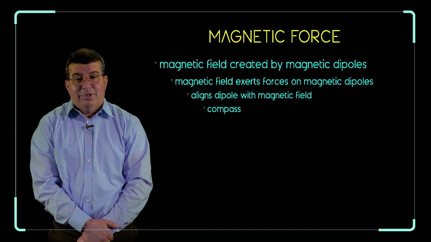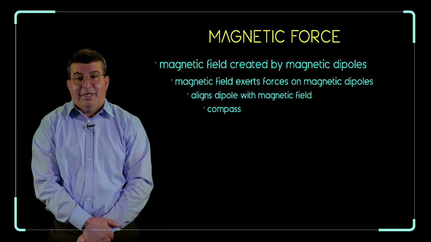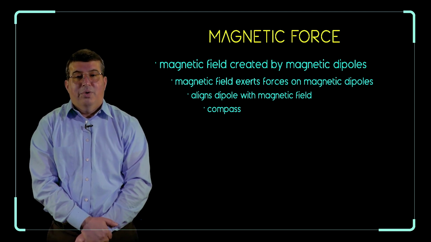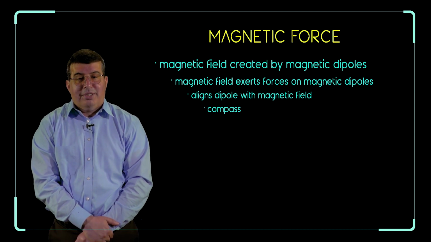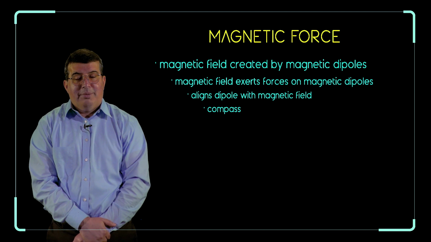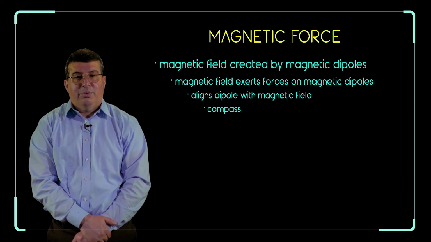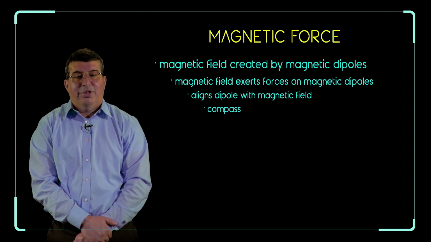But there are many situations where a compass will not point towards north because there's another magnetic field around, and the compass aligns itself with whatever that local magnetic field is. So the first effect that a magnetic field has on magnetic dipoles is to align the dipole with the magnetic field. It will cause the magnet to turn so that the magnet's north pole is aligned with the magnetic field.